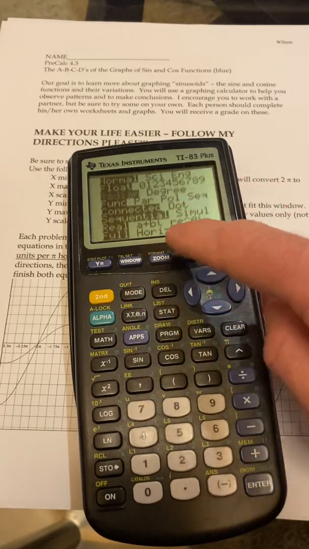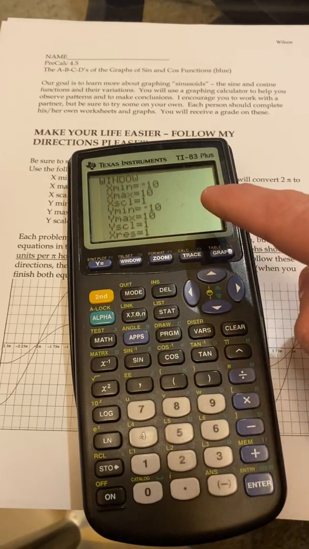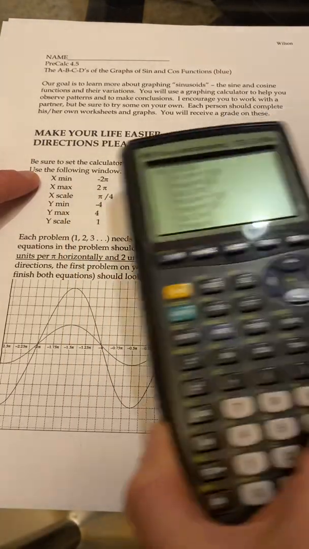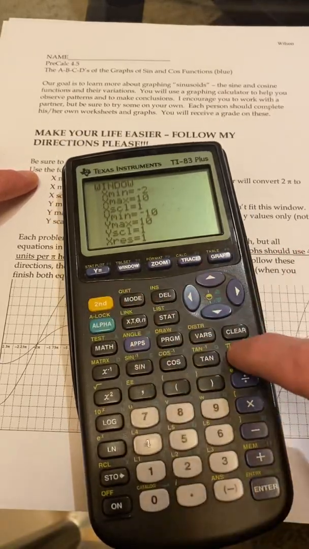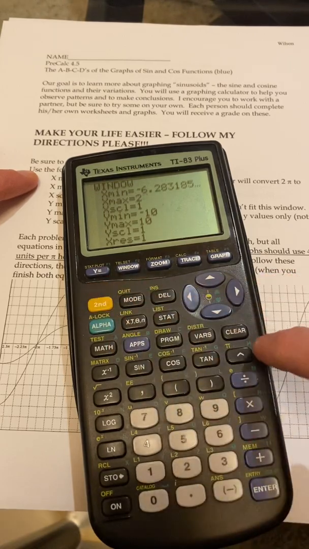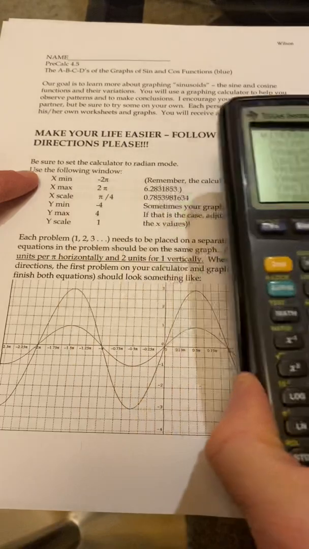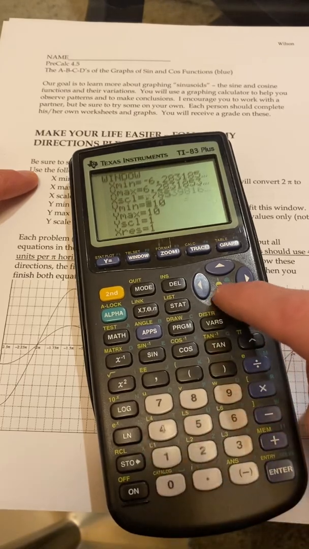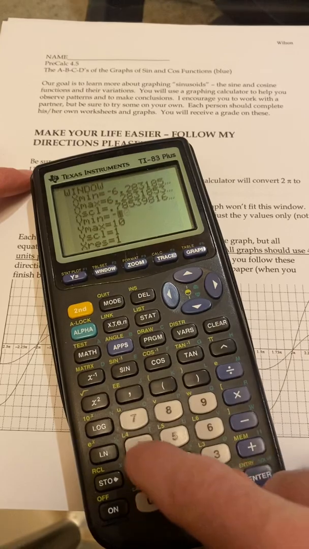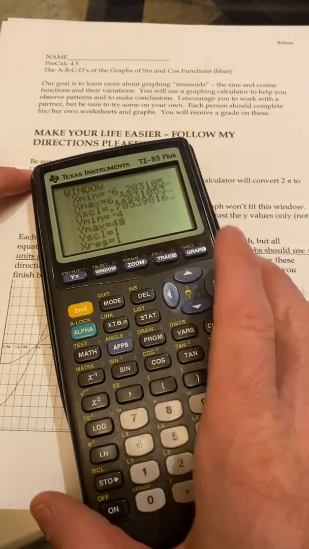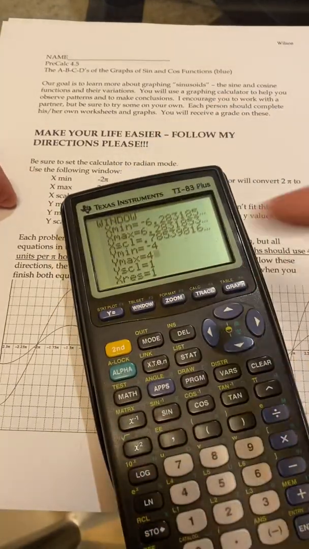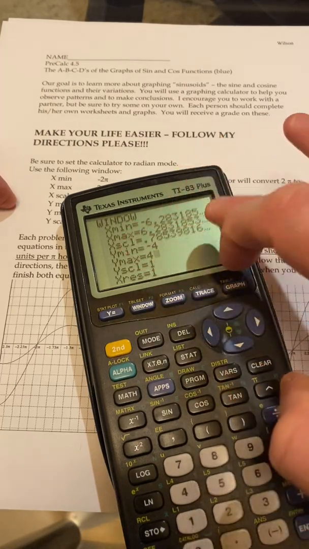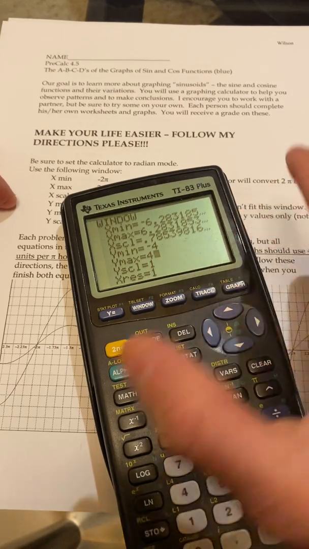And then on your window, the X minimum and maximum, like it says there, just negative 2 pi, positive 2 pi. You can change the X scale to 2 pi over 4. Your Y's you can shrink down to like negative 4, positive 4. The Y scale you can leave at 1. And the resolution, if you leave that at 1 as well, that's fine too. That should get things set as far as what we want for your window.